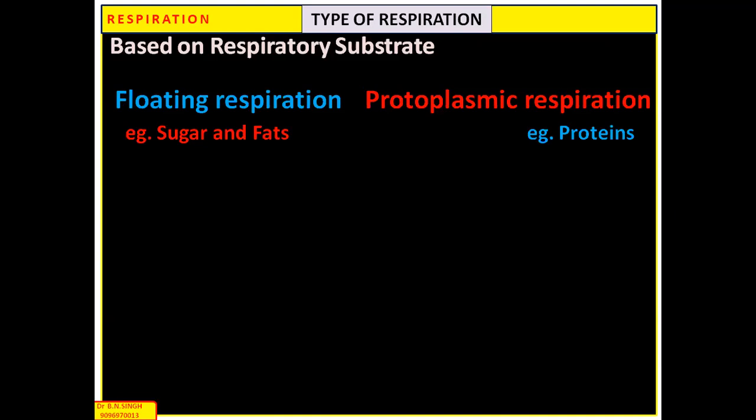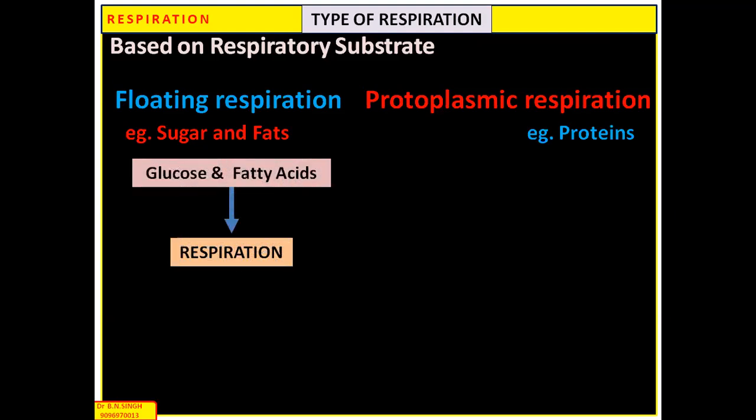While in protoplasmic respiration, during prolonged fast, the body of the organism starts to utilize the protein, the structural unit of the cell. It is called protoplasmic respiration. If protoplasmic respiration takes place for a long duration of time, the body becomes weaker and weaker, and cells get tired.